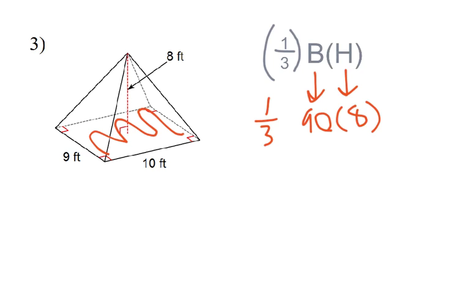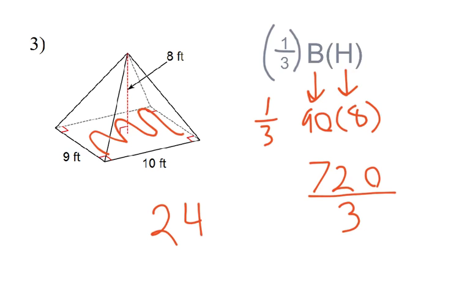90 times 8 is going to give me 720. And multiplying by 1/3 is the same as dividing by 3. So I'm just going to divide 720 by 3. And that's going to give me 240. And that's going to be feet cubed.